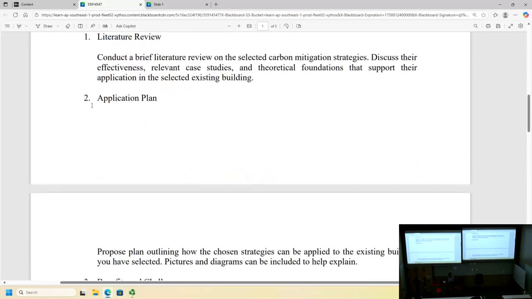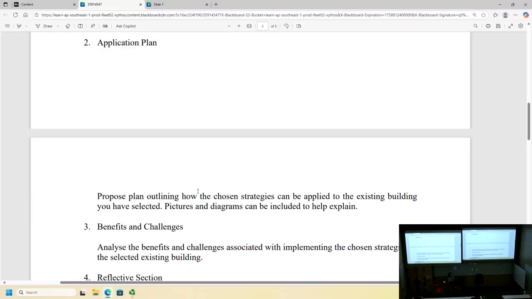And next, give me some application plan. Propose the plan outlining how the chosen strategies can be applied to the existing building that you have selected. And if it is applicable, you can also use pictures and diagrams to explain how you will implement that kind of mitigation strategy in the existing building. Okay?